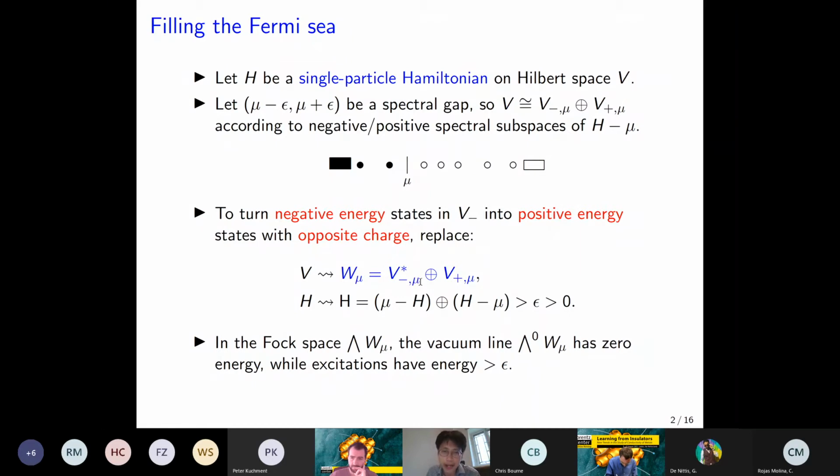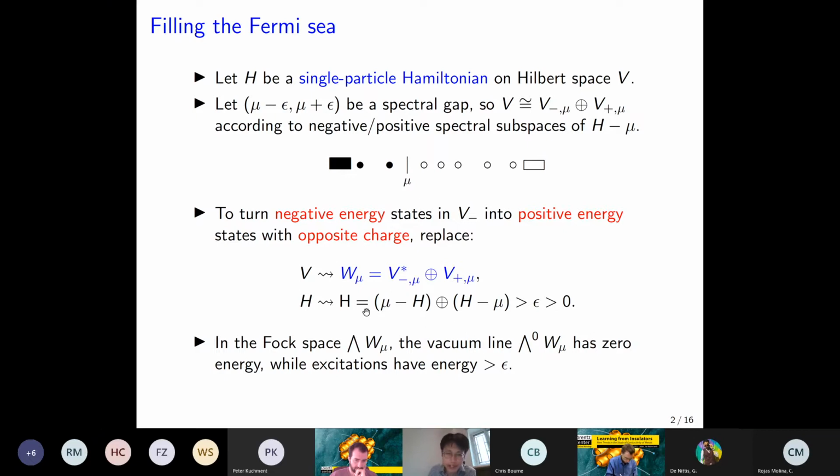And you pass from the negative energy subspace to its dual. So that's what the star in V sub minus comma mu means. Okay? And then you replace the single particle Hamiltonian with a positive Hamiltonian on this W sub mu. Okay? So on the negative energy states, you now put a minus sign in front of the energy, and you do nothing for the positive energy states. Okay? So everything that used to be negative energy now is positive energy with respect to mu, and then it has a complex conjugation by passing to the dual. Okay? So it has the opposite charge.